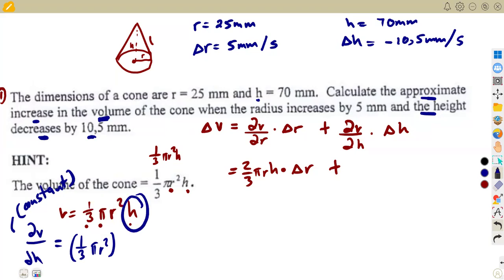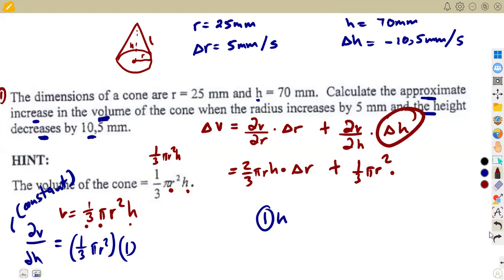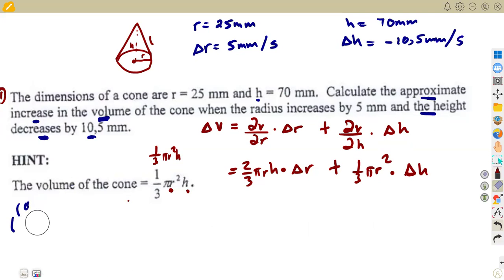So you differentiate h. What is the derivative of h? It's 1. Just take the number affecting h there, which is 1. So the whole of this part is going to be a third pi r squared times 1. It's not going to affect anything. Times the change in the height. So we calculated our derivatives in this case from the formula of the volume. We have to find the derivative of the volume with respect to the radius, after with respect to the height, but not forgetting your increments.